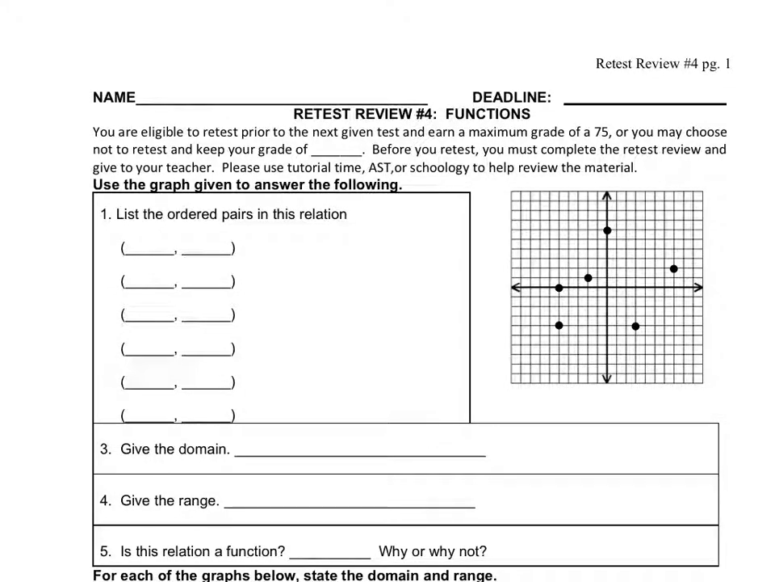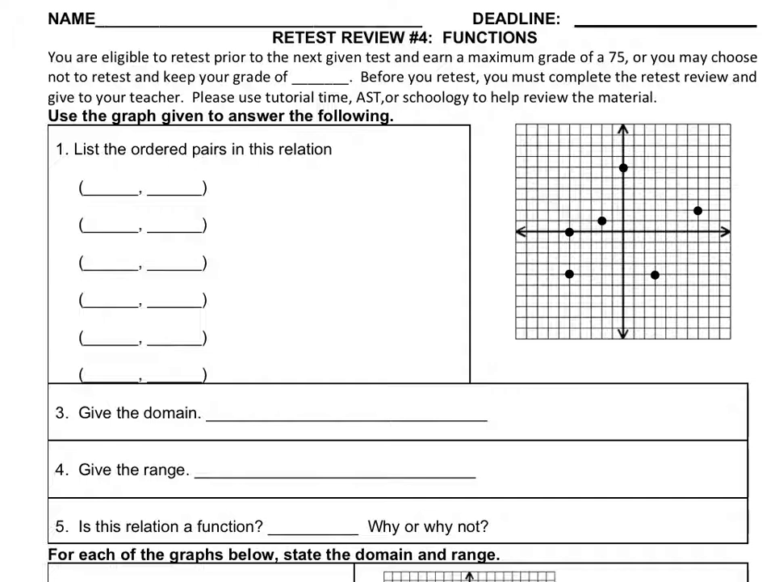This video covers review for the retest 4 over functions. So problem 1 has asked me to list the ordered pairs in the relation. When I list them, remember this is a negative quadrant. This is positive negative. This is positive positive and negative positive.